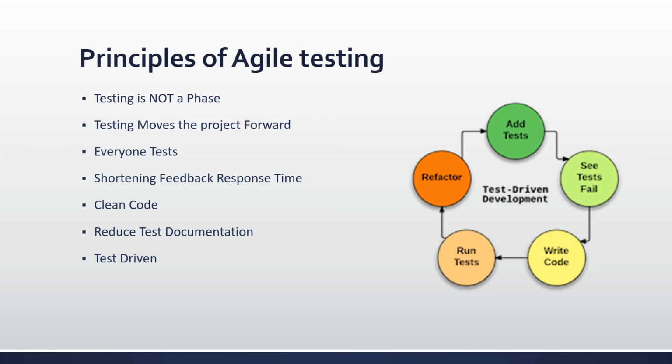Clean code. Raised defects are fixed within the same iteration, and therefore it keeps the code clean. Reducing test documentation. Instead of very lengthy documentation, Agile testers use reusable checklists and focus on the essence of the test rather than the incidental details. And test-driven. In conventional methods, testing is performed after implementation, while in Agile, testing is done while implementing.